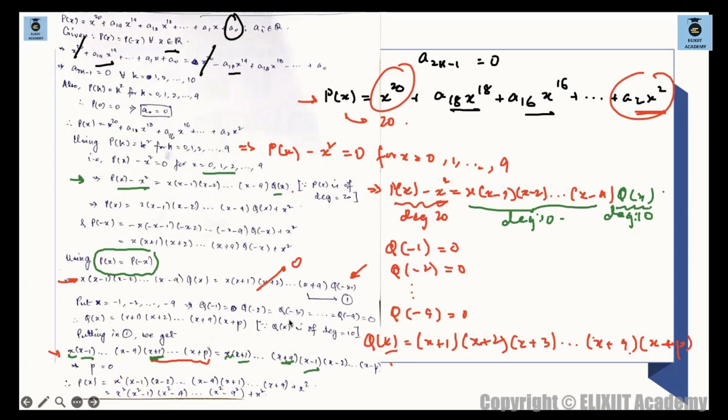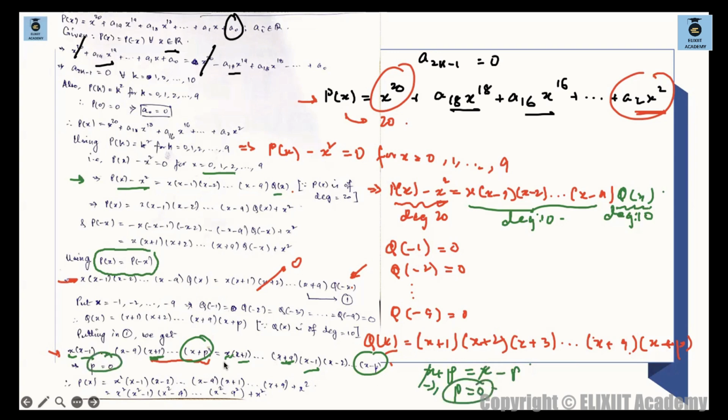So once you compare the coefficients, all terms are matching, right? And the polynomial is true for all values of x. So once you match the coefficients, you will get p as 0. Here we are having x plus p, here we are having x minus p. Can you understand? x plus p and x minus p we are having. So this will cancel out. So 2p will be 0 and p will be 0 from here.